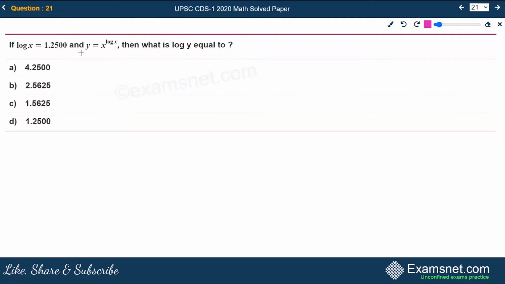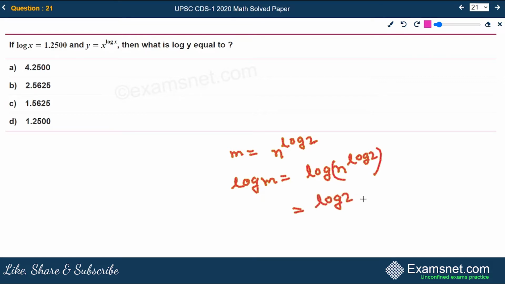In question number 28, we are given a value that is log x equals 1.25 and y equals x to the power log x. What is the value of log y? Since we know m equals, let's say, n to the power log 2, and if we take log on both sides, it will become log of n to the power log 2, and that power will come down. So it will become log 2 times log n. In the same way we will follow to solve this one also.